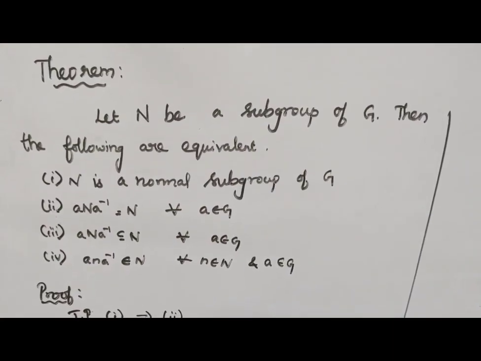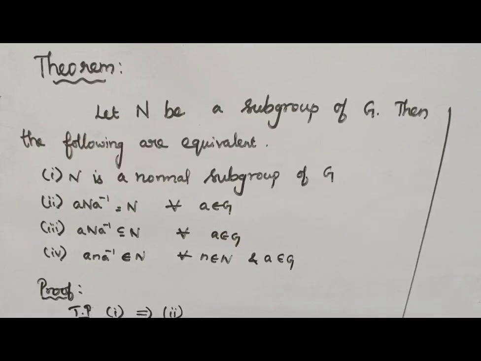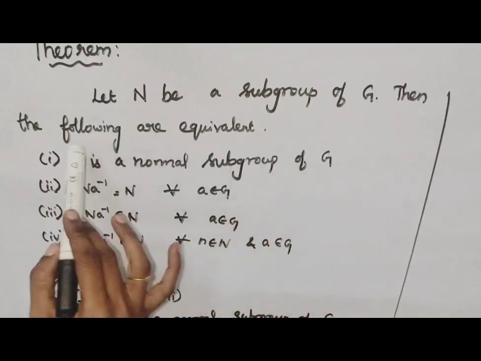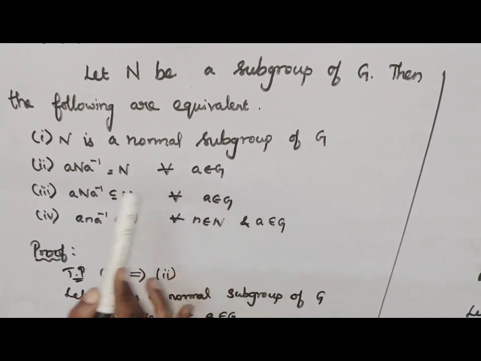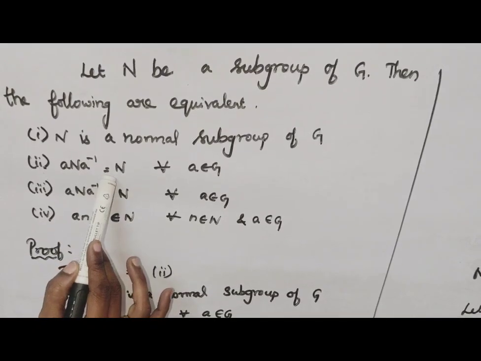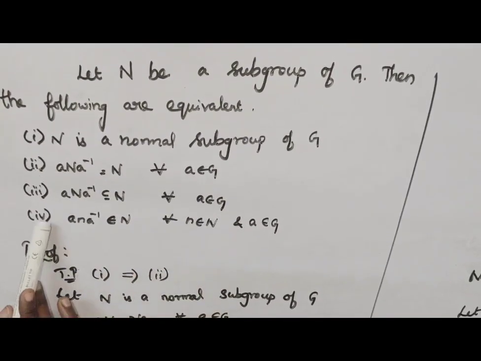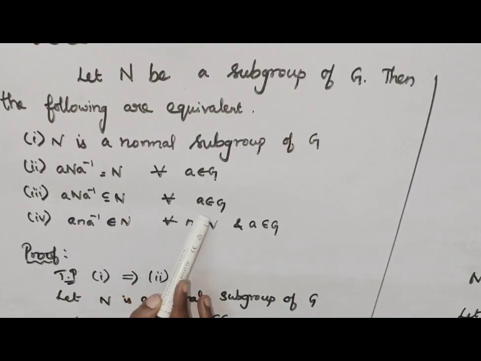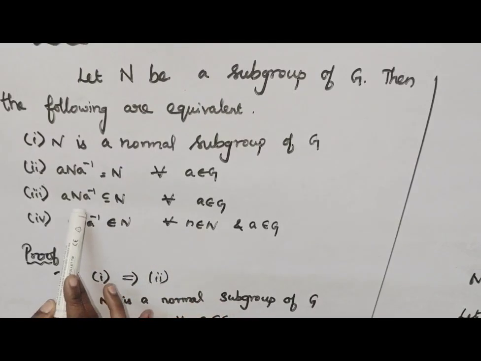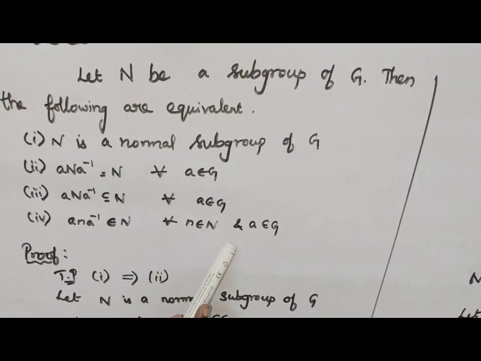Now the next theorem in the normal subgroup topic is: let N be a subgroup of G, then the following are equivalent. First, N is a normal subgroup of G. Second, aNa⁻¹ is equal to N for all a belongs to G. Third, aNa⁻¹ is a subset of N for all a belongs to G, or aNa⁻¹ contained in N. Fourth, ana⁻¹ belongs to N for all n belongs to N and a belongs to G.